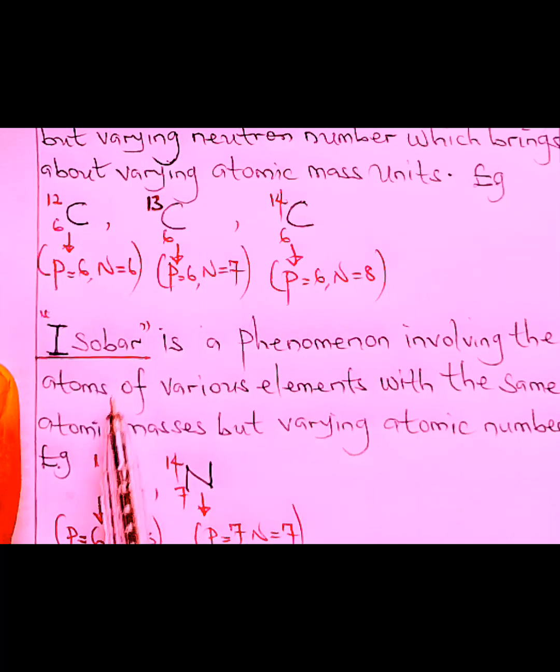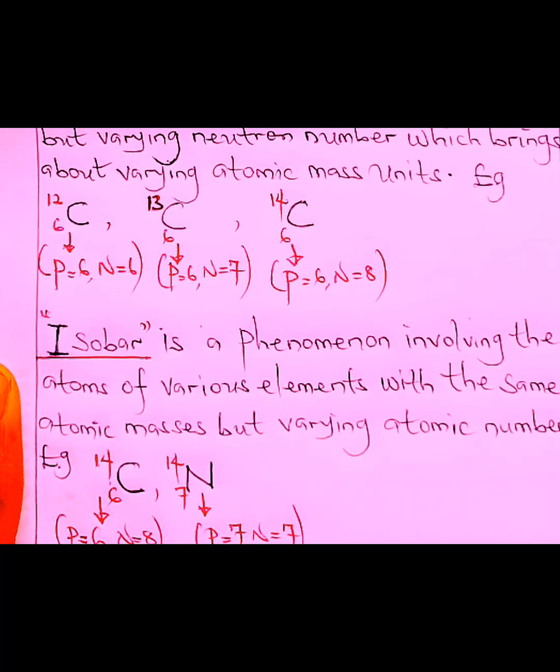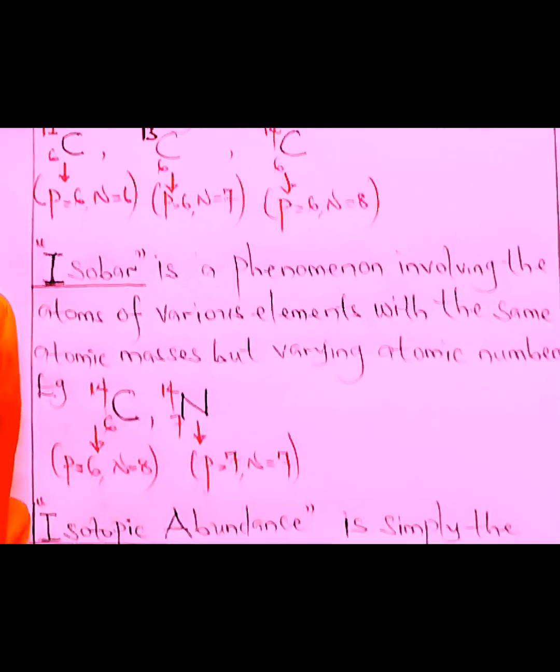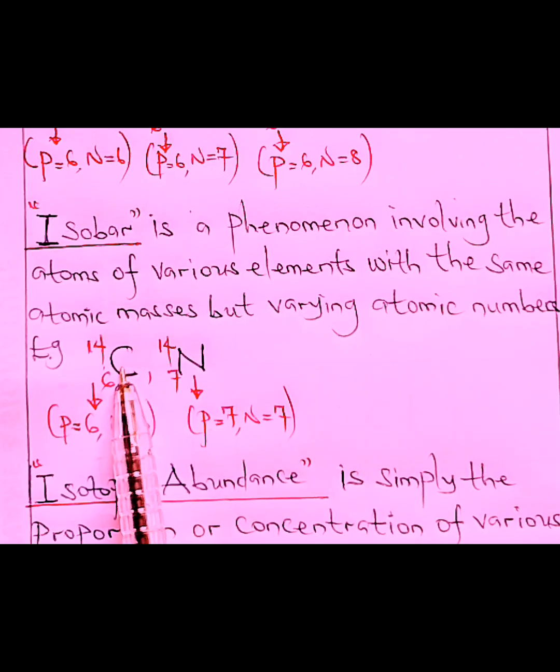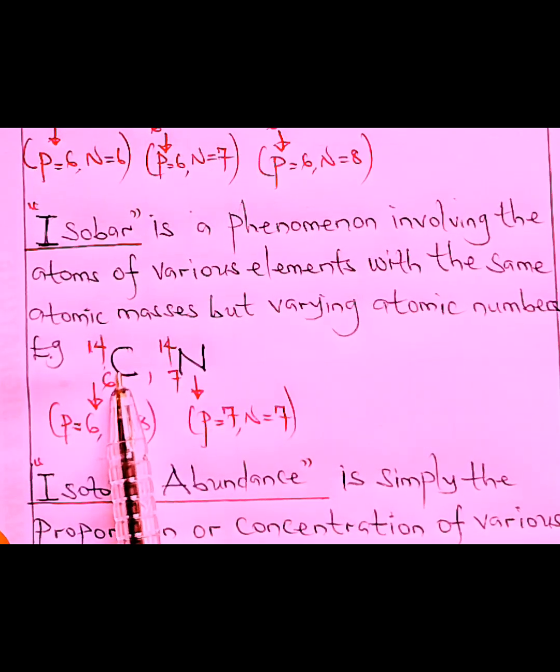Now, when we talk about isobar here, we're talking about a phenomenon whereby different atoms of various elements, not the same element, unlike isotope, have the same atomic mass but different atomic numbers. So we're going to be looking at this example. Now look at carbon. This is not carbon 12, like what we discussed up there under isotope. This is carbon 14.